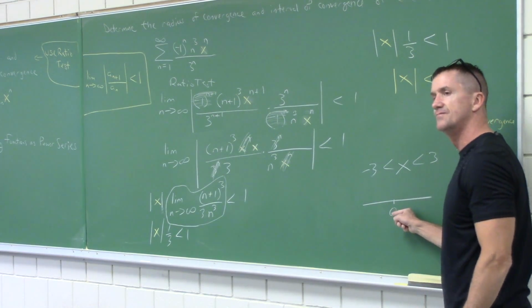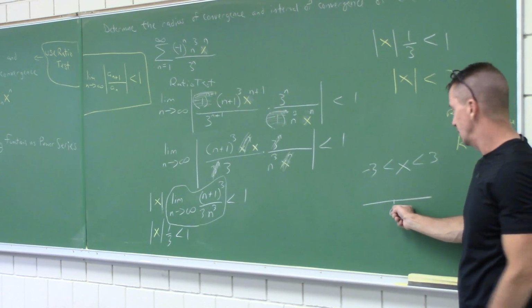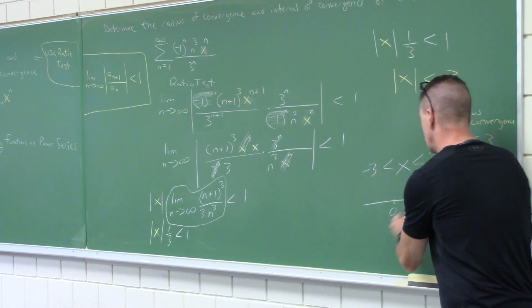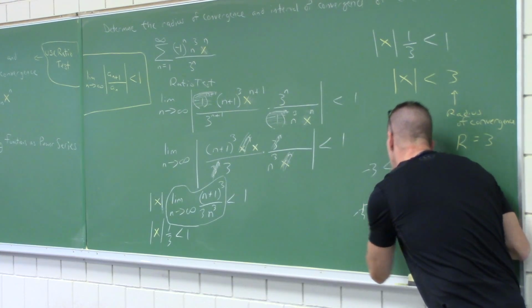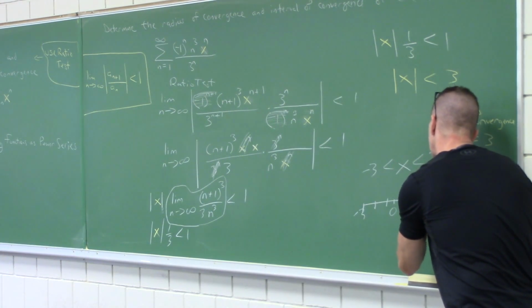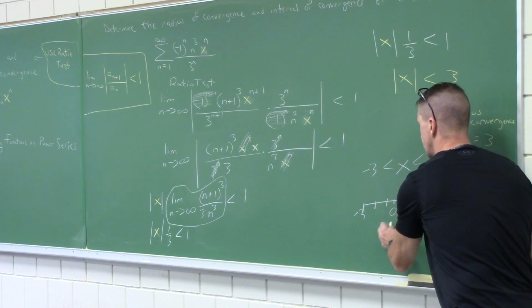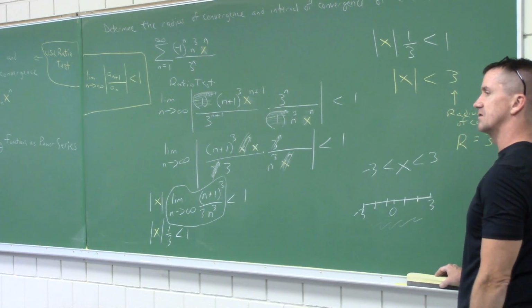What's centered in the middle? 0. What's on this side? 3. And what's way over here? I'll even put tick marks. -1, -2, -3, 1, 3. And you're saying all the values in here for x will make this converge.